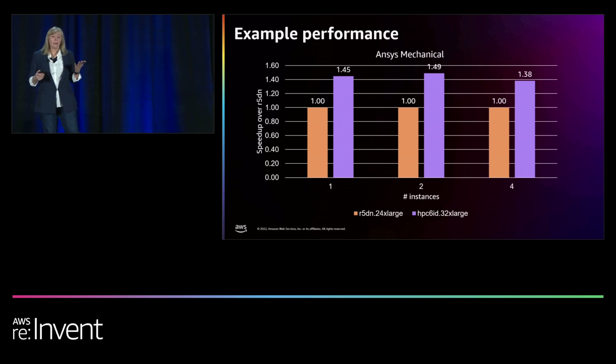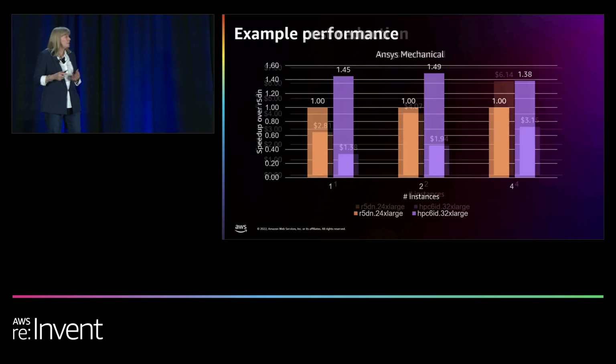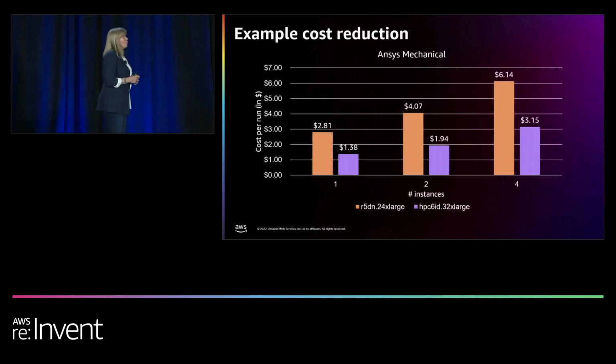So what about price? So price, performance, or cost is also important. And so this is an example of the cost of doing those runs, comparing again those two instance types. So the HPC 6ID is also a cost-optimized instance for your HPC workloads.